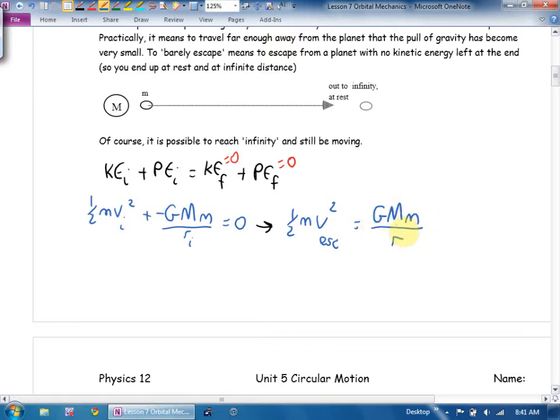Not R squared, R. By the way, just be really careful because sometimes kids, because they're used to the R squared from forces, want to put an R squared on it. Make sure you know which equation you're using. I've tried to emphasize this unit: get your formula sheet out whenever possible, right? And we said, yay, the mass cancels. And as it turns out, escape velocity ends up being the square root of 2 times 6.67 times 10 to the negative 11 times M all over the radius of the planet.